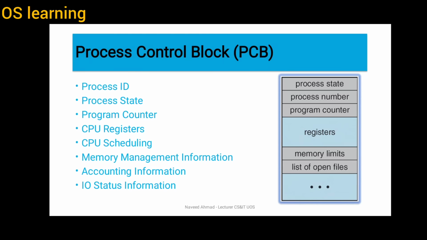What is process ID? When the process starts, each process has its own ID. For example, each student in the class has their own unique ID, meaning each one has their own unique roll number. So in our case, in the operating system, in the process control block, each process has a unique ID.